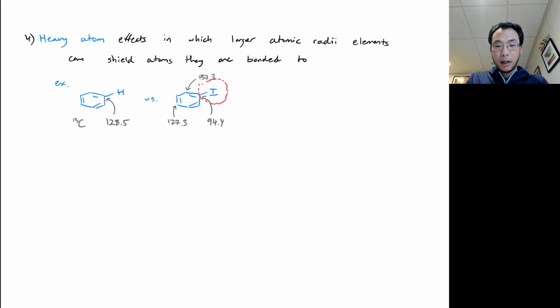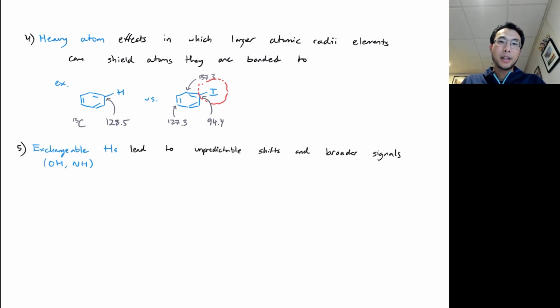Now one carbon away from that, what you see is that the chemical shift is actually a little bit more deshielded or downfield, and so that's because this carbon is now experiencing some of the inductive effect of iodine, but it's too far away to experience the heavy atom effect. Once you go out to here, then this carbon doesn't experience either the inductive effect or the heavy atom effect, and now its value is more comparable to that of just benzene.